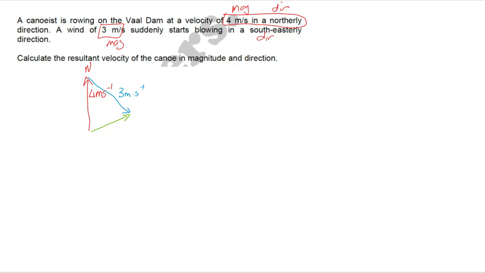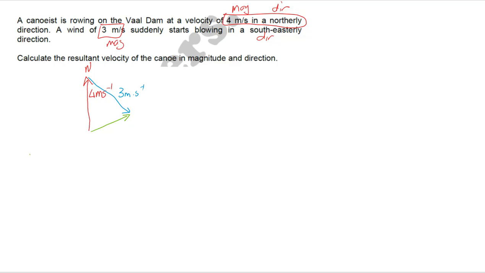Now there's several ways that we can solve this. We can solve it by resolving each of the given vectors into horizontal and vertical components. We can add and subtract them and then arrive at the answer. Or we can use our new tool, complex numbers. I'm going to do it with complex numbers. So let's do it for the canoeist.